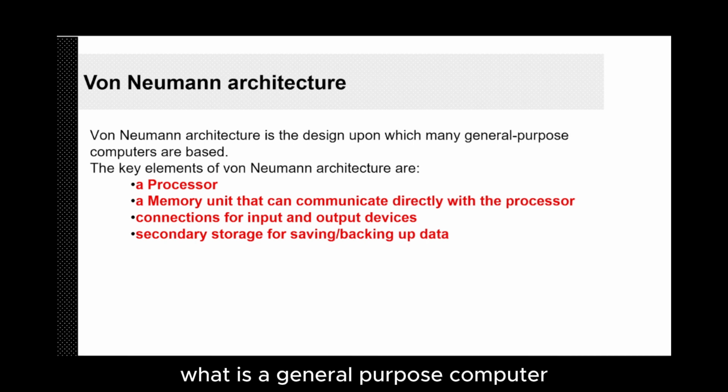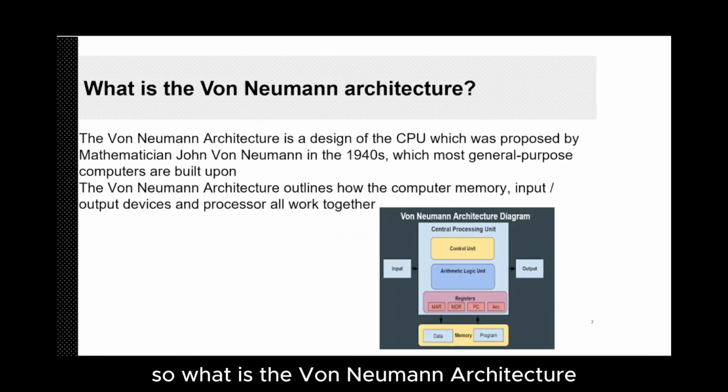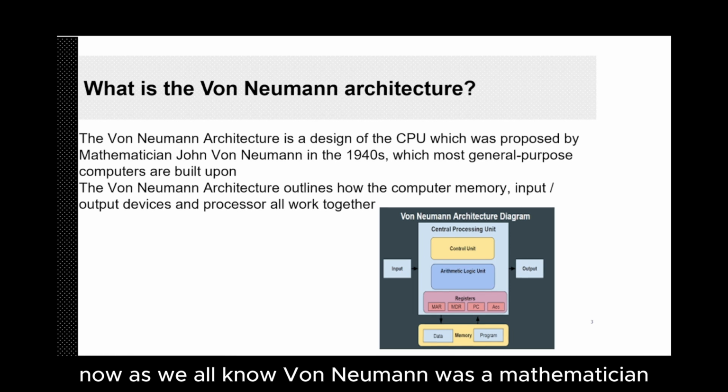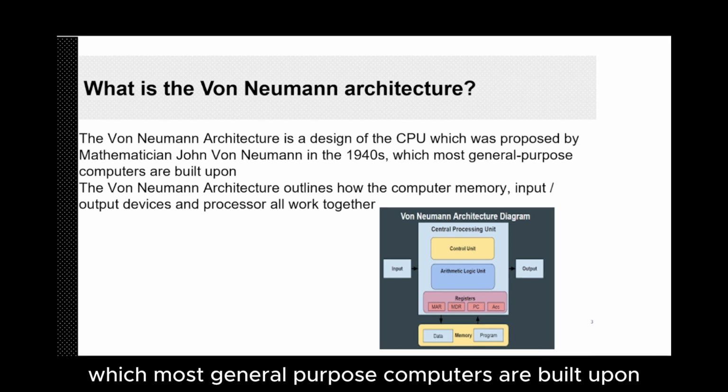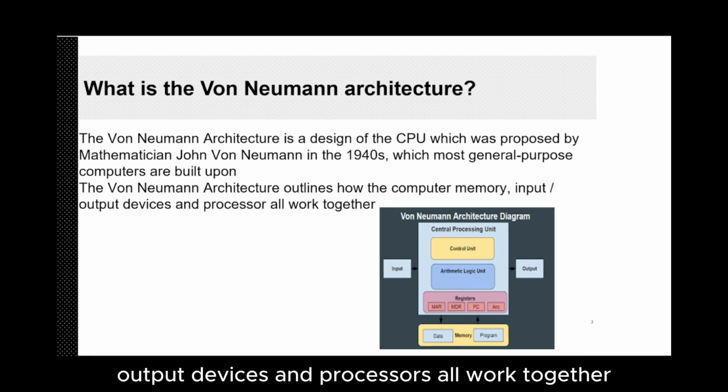So what is a general purpose computer? A general purpose computer is a processor, a memory unit, and secondary storage. That is a general purpose computer. So what is the von Neumann architecture? As we all know, von Neumann was a mathematician, and most general purpose computers are built upon his design. The von Neumann architecture outlines how the computer memory, input-output devices, and processors all work together.